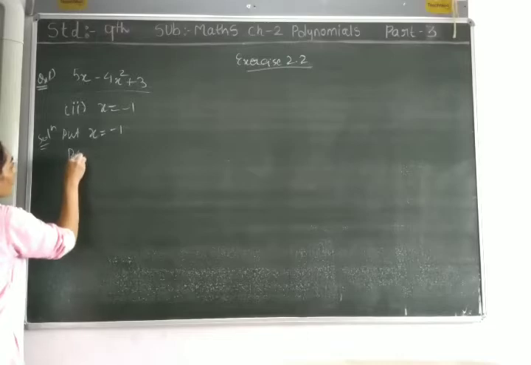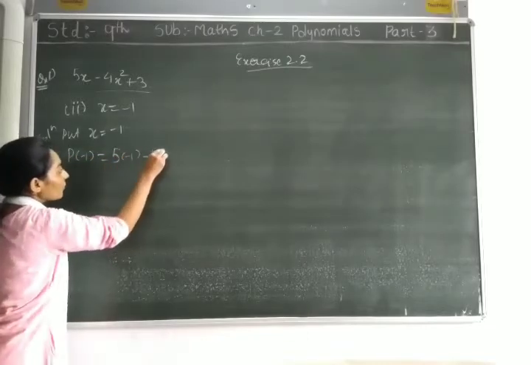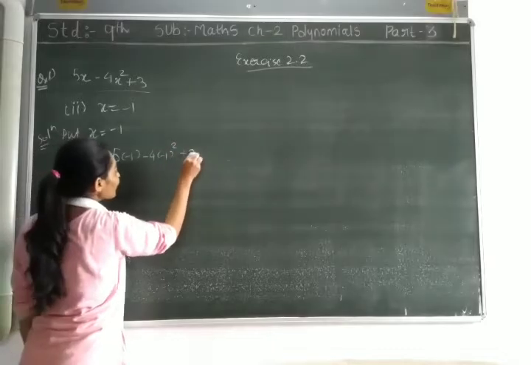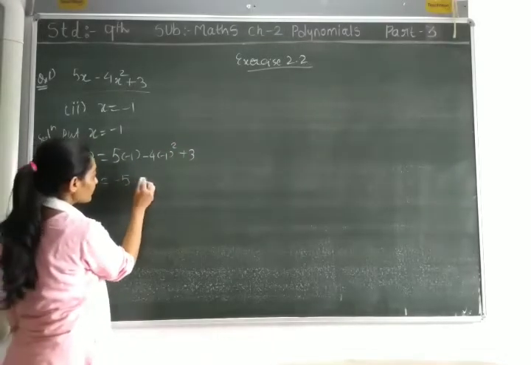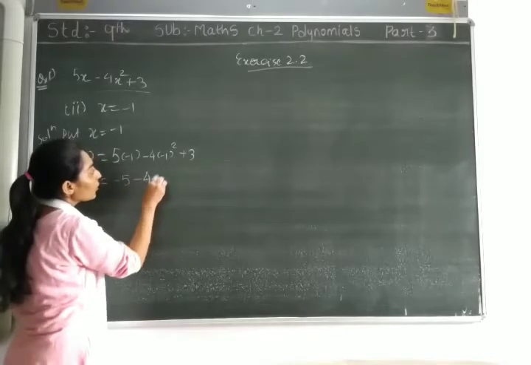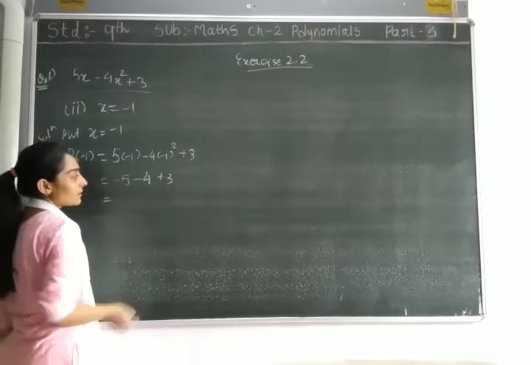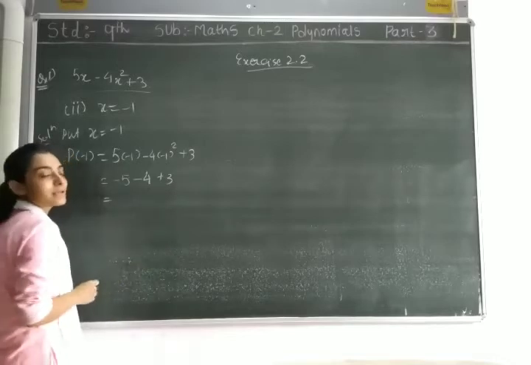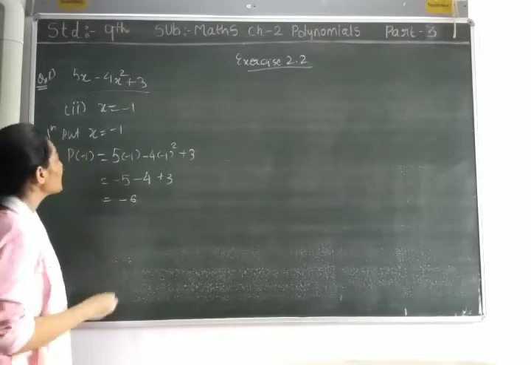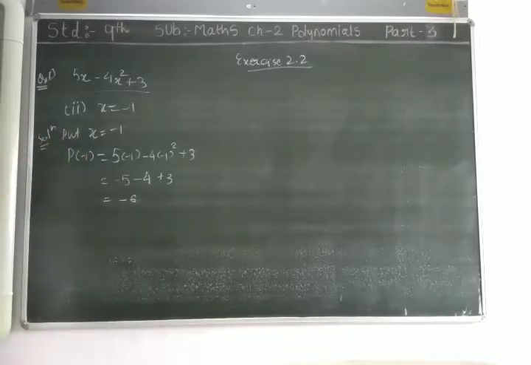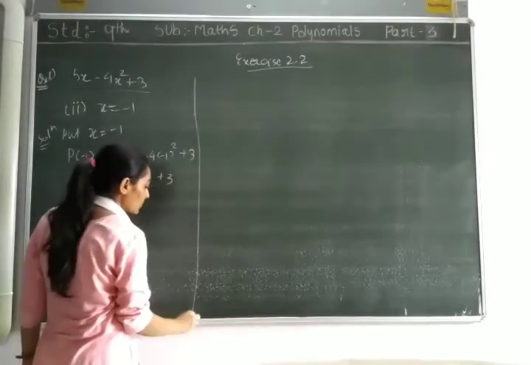So p of minus 1 equals 5 times minus 1, minus 4 times minus 1 to the whole square, plus 3. So minus 5 minus 4 plus 3. So minus 9 plus 3, I'm getting minus 6. This way we can find it. You just have to replace the x with the given values.